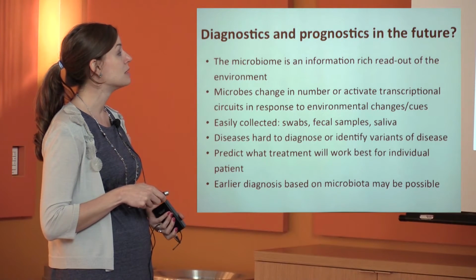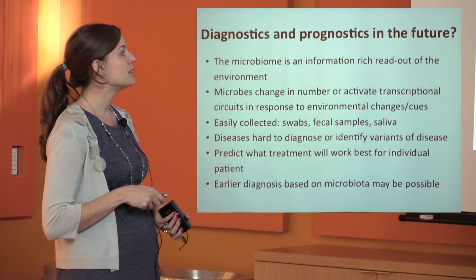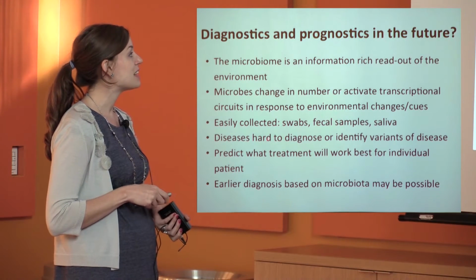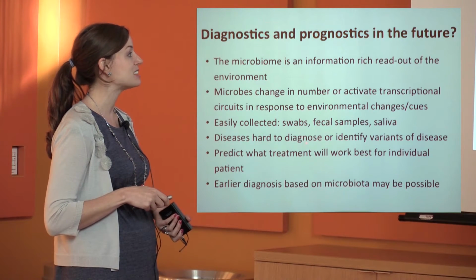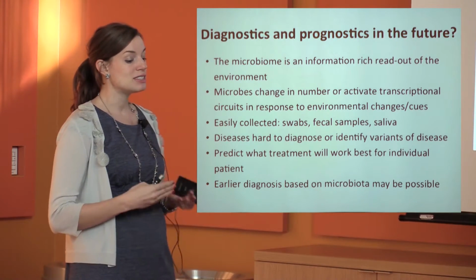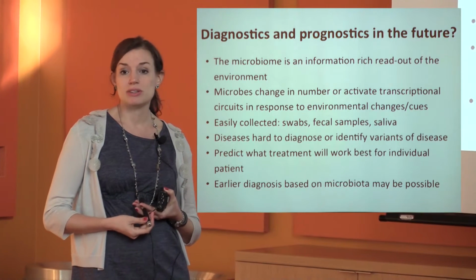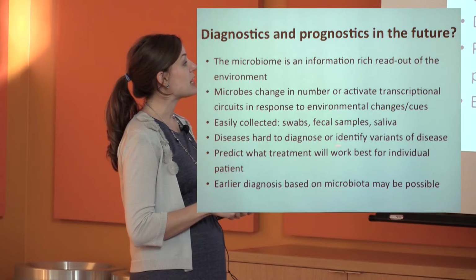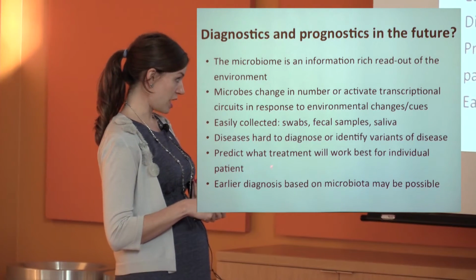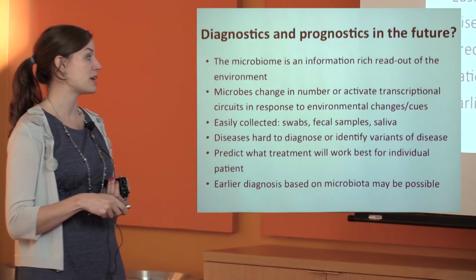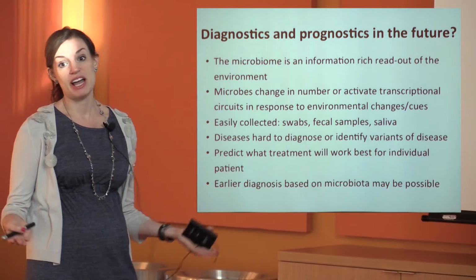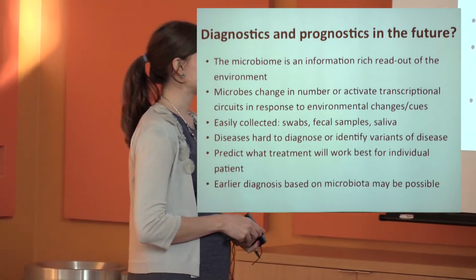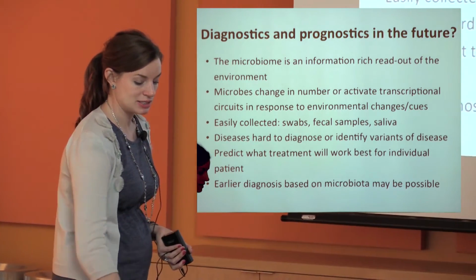Microbes change in number rapidly and in response to the environment, and in most cases you can easily collect a sample. So for diseases that are difficult to diagnose, or even variants of diseases, this may be a useful type of diagnostic. It could also be used to predict what treatment will work best, or what antibiotic will work best. So those are some potential applications that I see in the future.